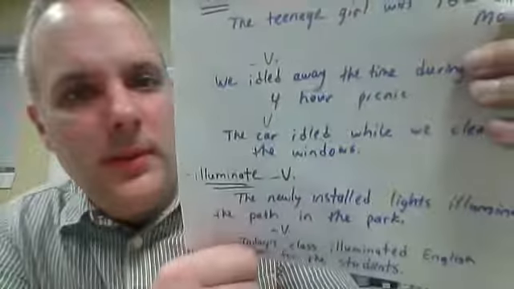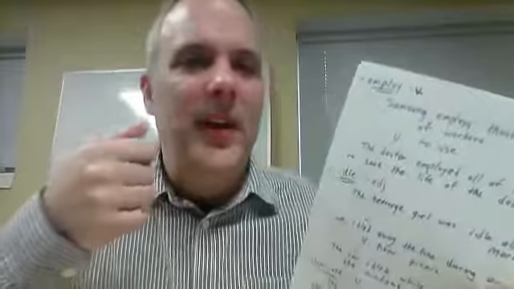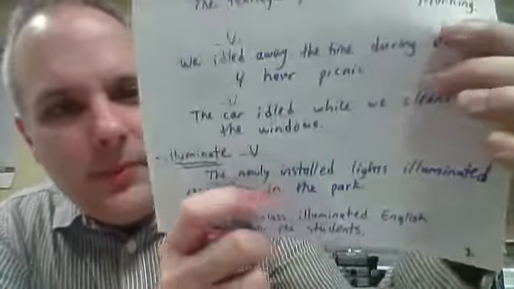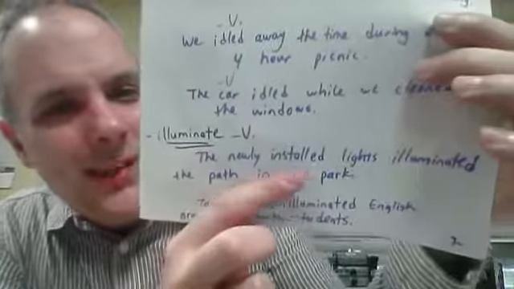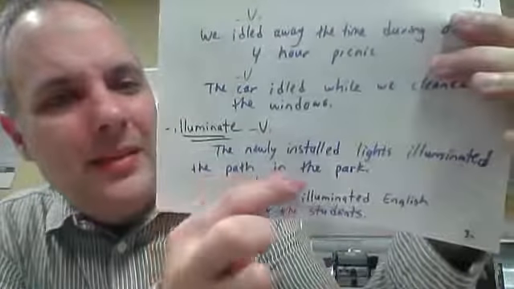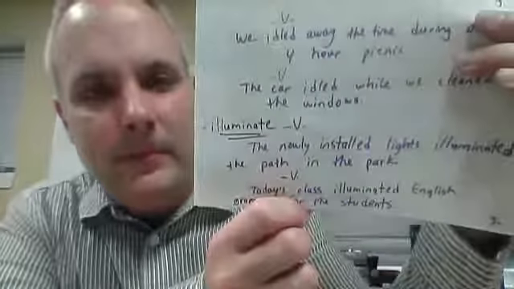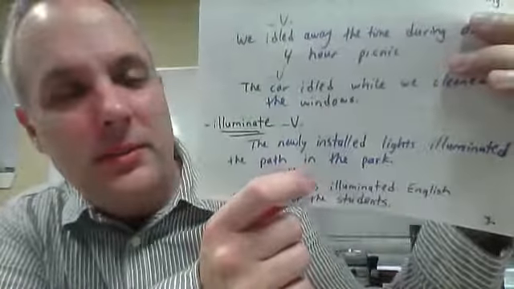Illuminate, the verb. The first meaning is to supply light, okay? So we can say the car's headlights illuminated the road. The fire illuminated the cave. But here, the newly installed lights illuminated the path in the park. Okay, so there are new lights. They newly installed the lights, maybe along the path in the park. Yeah, so we can now see in the park, which makes the park a little bit safer.